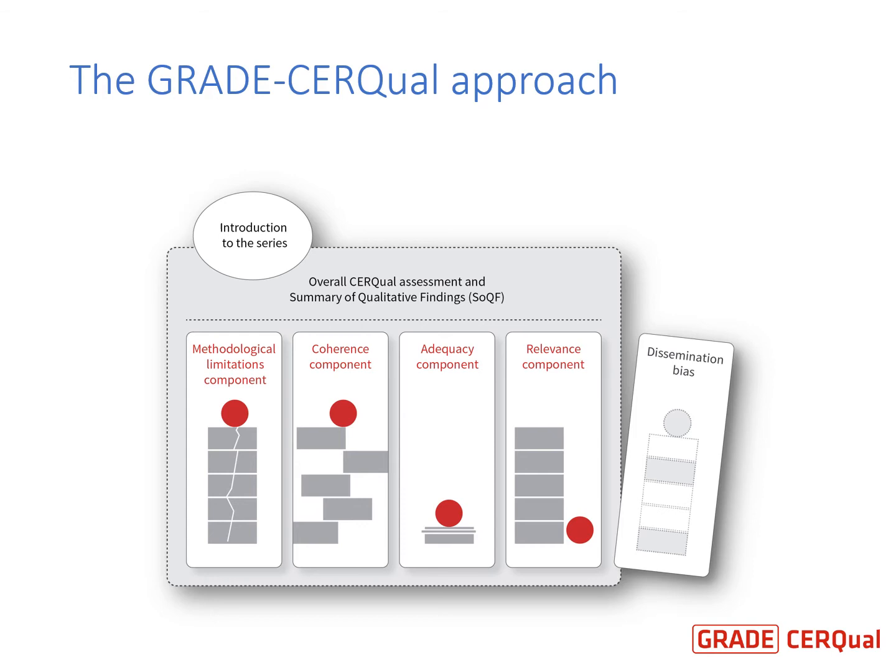Grade CERQual covers 4 components: methodological limitations, coherence, adequacy, and relevance. We're also currently discussing a 5th component, a dissemination bias component, but this is still very much under development as we try and understand more about how dissemination or publication bias might play out for qualitative research. So currently, the Grade CERQual approach only includes 4 components.